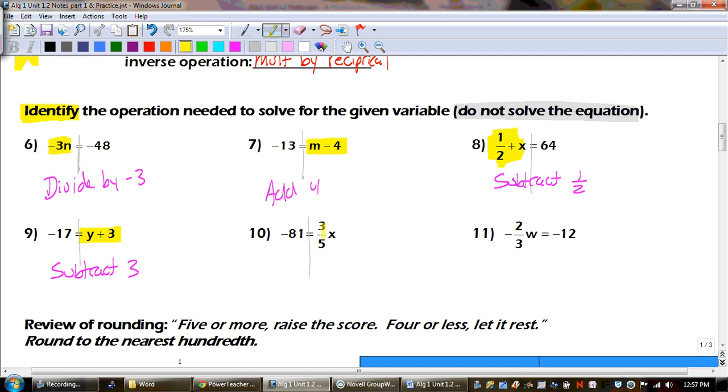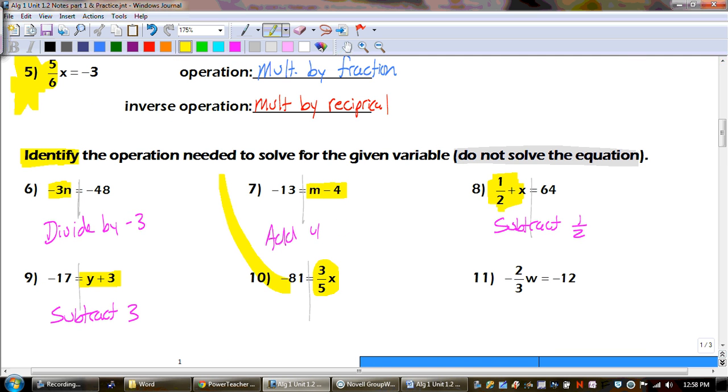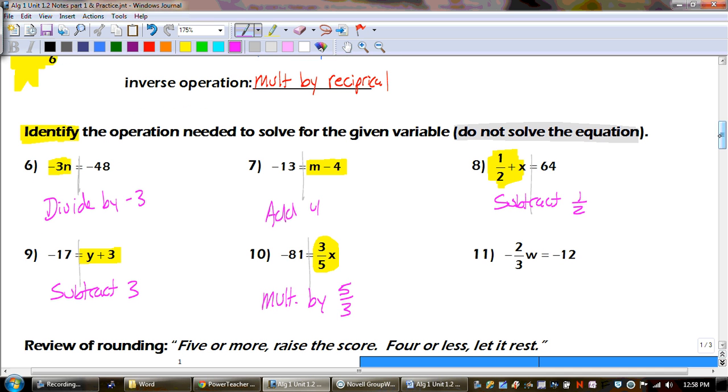Number 10. Find the variable. What's going on to that variable? Well, it's being multiplied by 3/5. And when we multiply by a fraction, that's where we're coming back up to here. When we're multiplying by a fraction, yeah, we multiply by the reciprocal. So what's the reciprocal of 3/5? That's right, it's 5/3. All right, number 11. Why don't you try it by yourself?